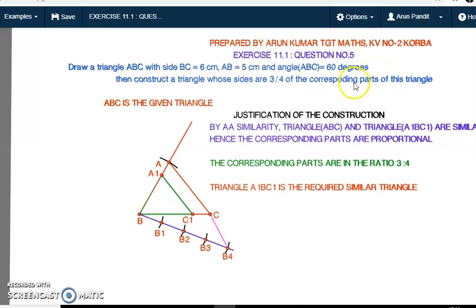And then we have to construct another triangle similar to it in the ratio 3:4. So 3 upon 4 is the scale factor, and it is a proper fraction. So the size of the similar triangle would be smaller than the size of the given triangle ABC. So let us see the steps of this construction.